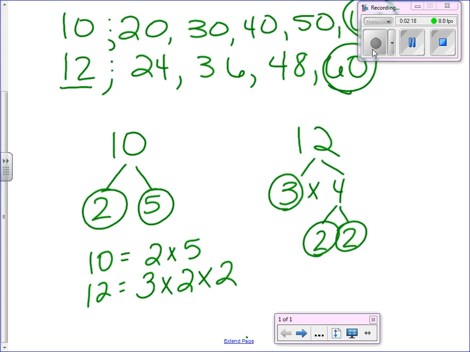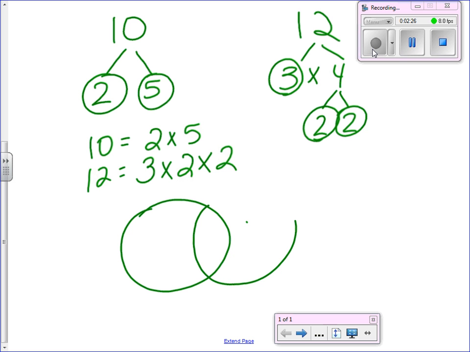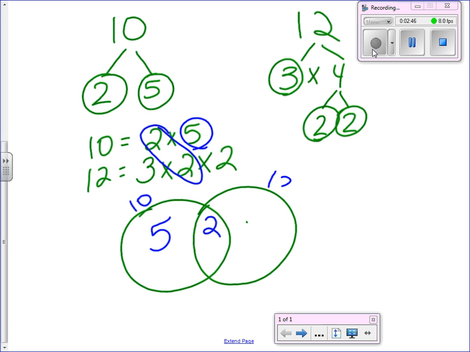Now what I want to do is take the prime factorizations and put them into a Venn diagram. I'm going to look to see what they have in common. Well, they both share 2, so that's going to go in the middle. I have a 5 left over, no 5s in the 12s, and then 3 and 2, which aren't in the 10s. So for my 10 circle, the only factor left over is a 5. And on my 12 circle, the only factors left over are the 3 and the 2.